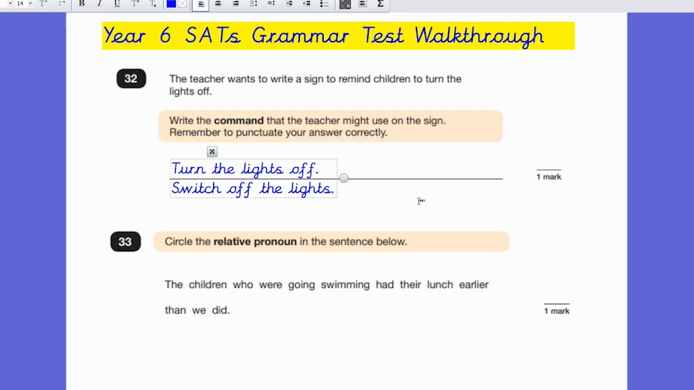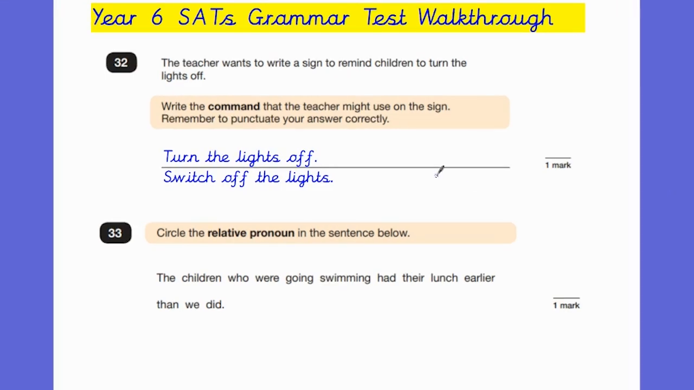If the children said, you must turn off the lights, that's not going to be correct because it doesn't start with an imperative verb. That would be more of a statement. So the children could give things such as, children, please remember to switch the lights off. When you leave today, switch the lights off. Remember to turn the lights off. Anything along those lines. Number 33, circle the relative pronoun in the sentence below.